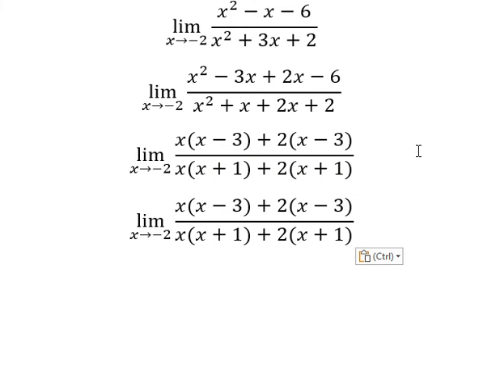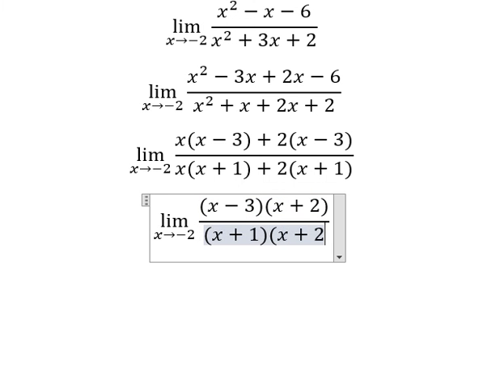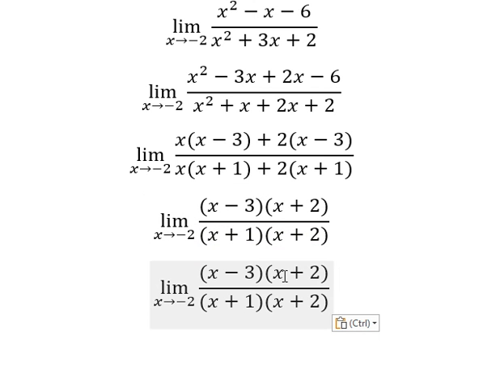Next, we can do another factorization by s minus 3. This one we can do another factorization by s plus 1. And now we need to simplify s plus 2 on numerator and denominator.